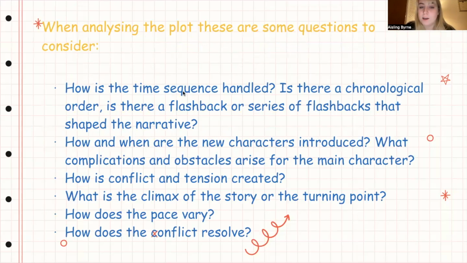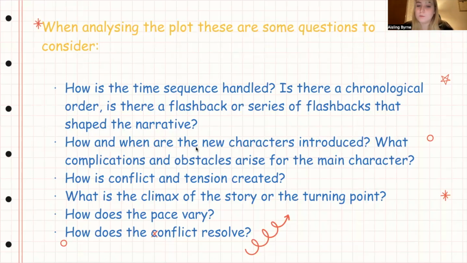How is the time sequence handled? Is it chronological order? Is everything happening one by one, going in a straight line? Or is this happening here, but then we're looking back and there are flashbacks? There's one flashback, or a series of flashbacks that shape the narrative. How and when are new characters introduced? Are we introduced to every single character, or do we meet people along the way on our journey?